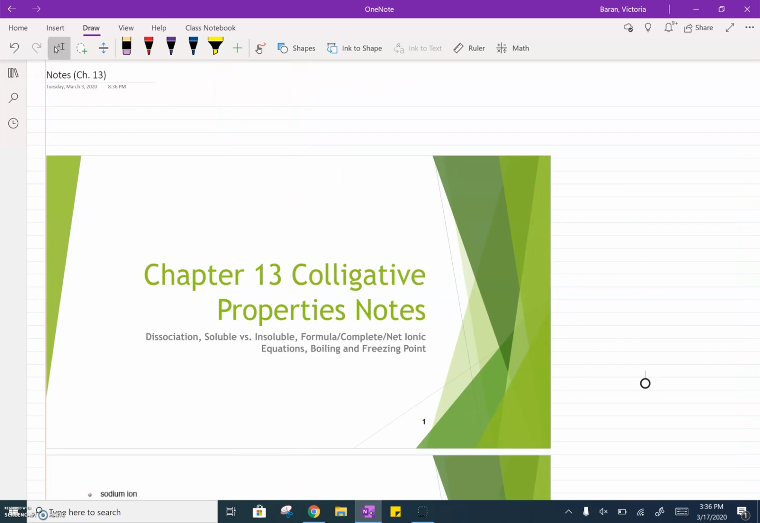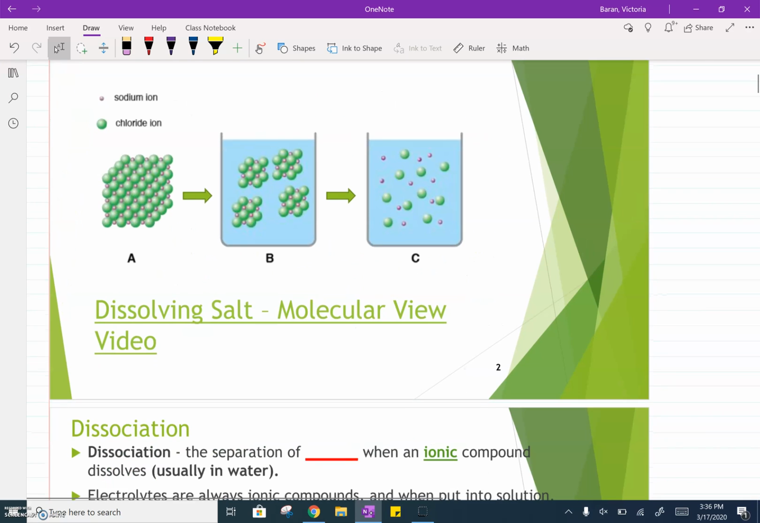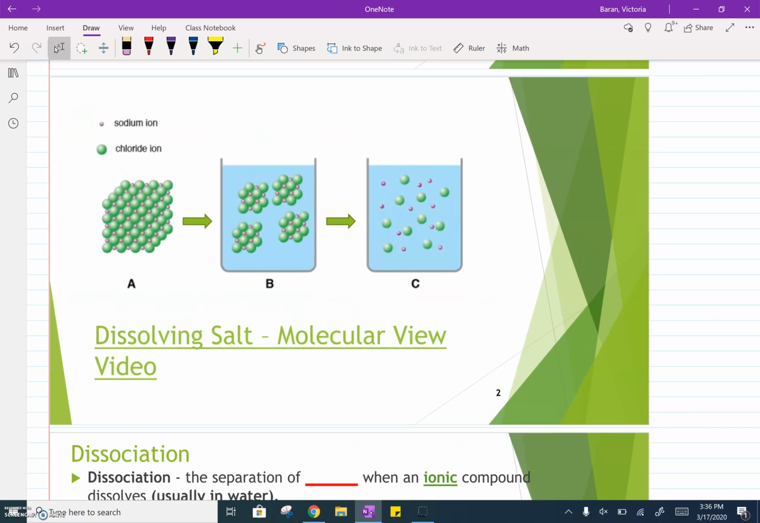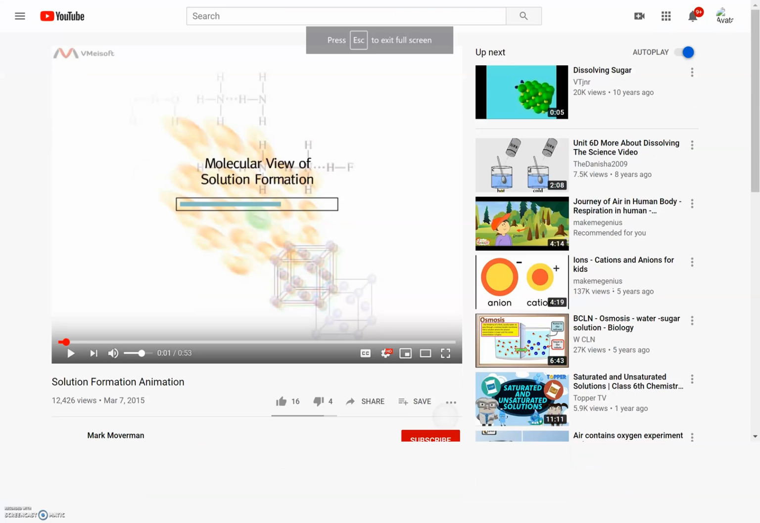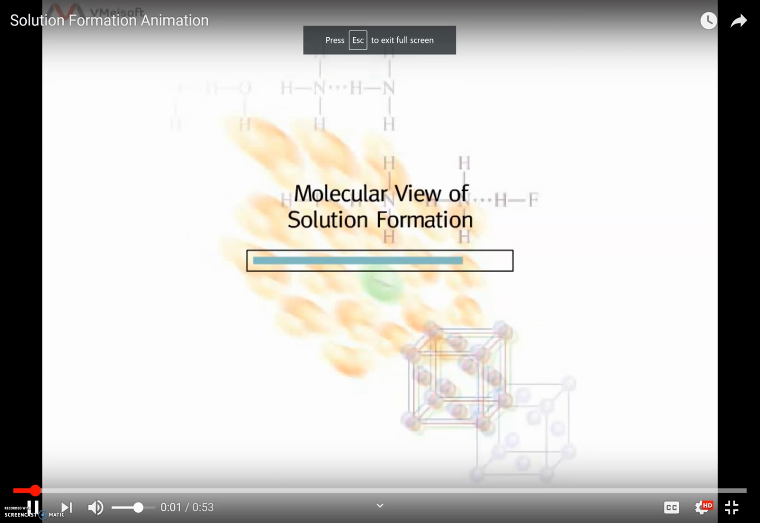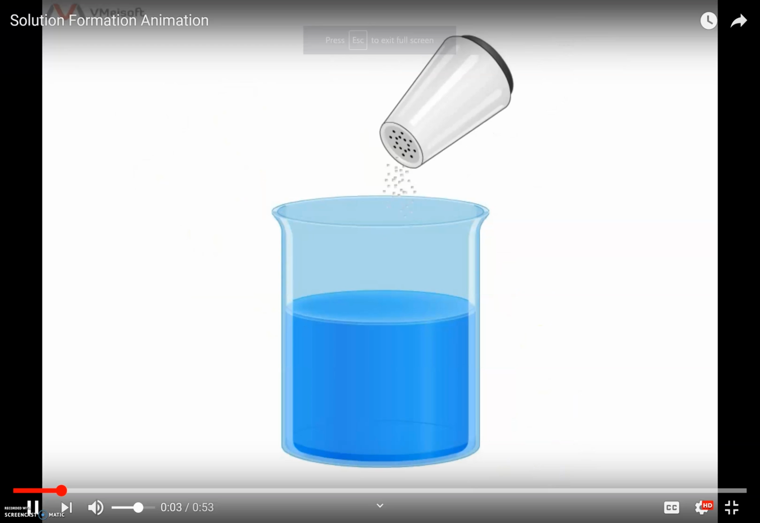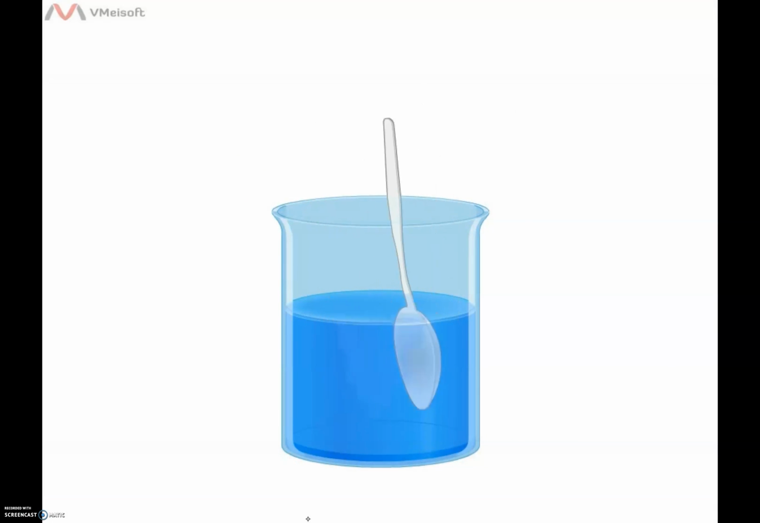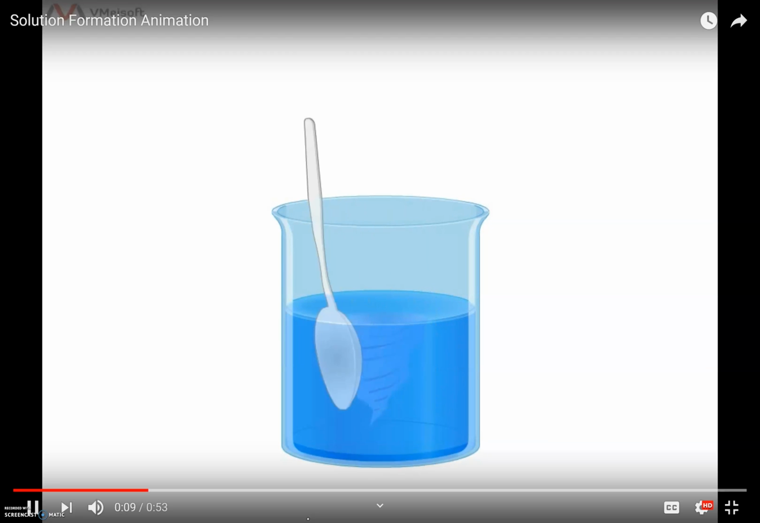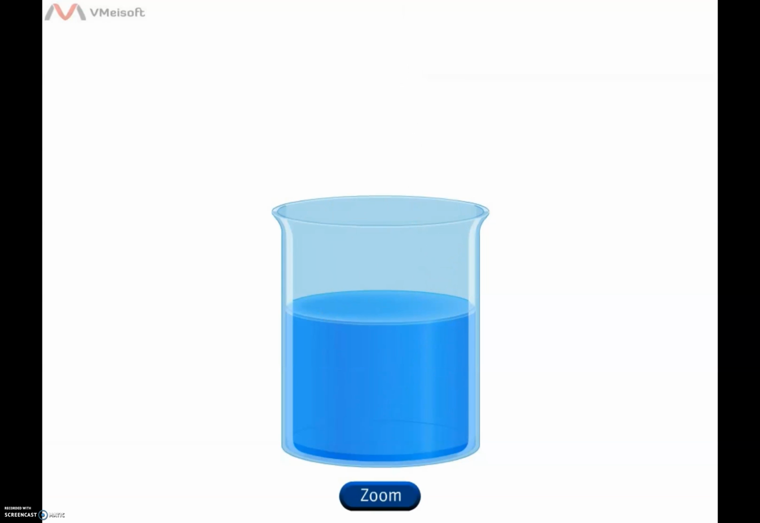So, in chapter 13, we started talking about dissociation and what that is on the molecular level. So I do have a video to show you of what is happening. So let's say we have some water, so that would be our solvent, and we're dissolving something like salt, NaCl, or sodium chloride, and that would be your solute. So let's see what's happening at the molecular level.